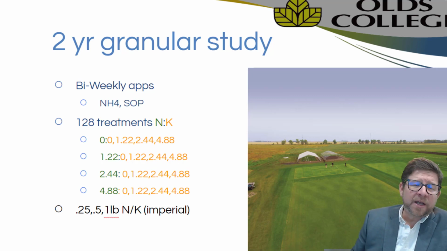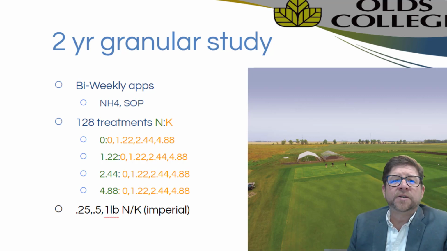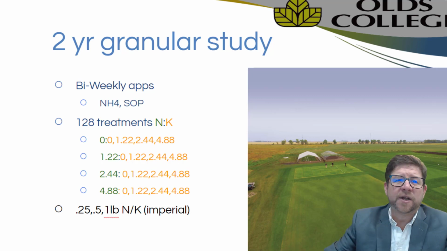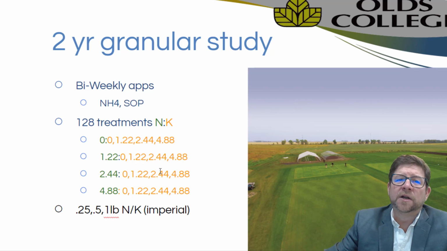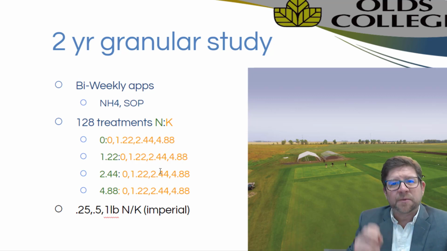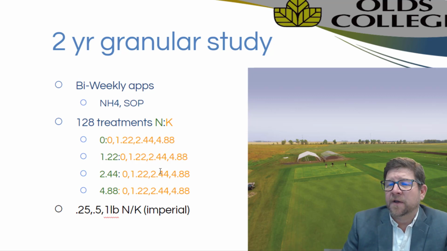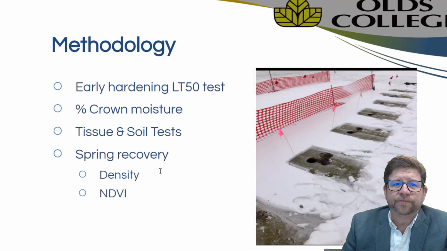There were biweekly applications of ammonium nitrate and sulfate of potash. There were 128 granular treatments of N and K, and you can see everything in green on that image is nitrogen applications, and everything in orange are the potassium applications. You can see what we were trying to do, hopefully, using low to high potassium, blending the two, finding out what was going to work the best in terms of communicating to you, the turf manager, what the best ratio of N and K would be to ensure winter survival.